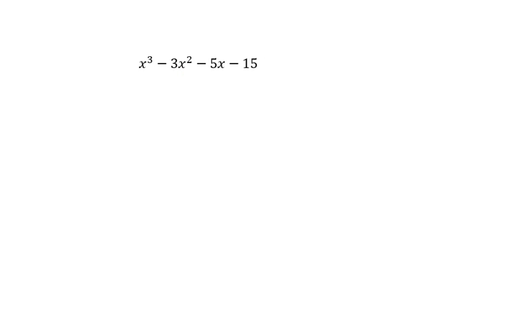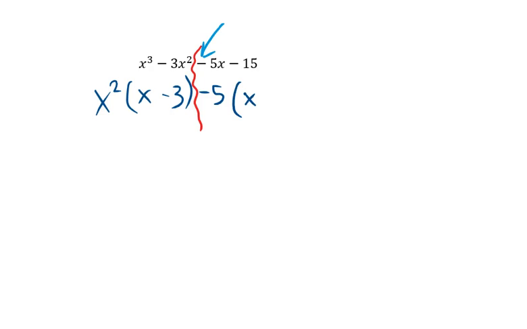This one has 4 terms, so it's probably grouping. I look for a GCF. There isn't one. I draw my line so I can do my grouping. On the left side, I'll take out an x squared, and I'll be left with x minus 3. On the right side, I'll take out a negative 5, negative because that's a negative sign. So I'll take out a negative 5, and I'm left with x plus 3.